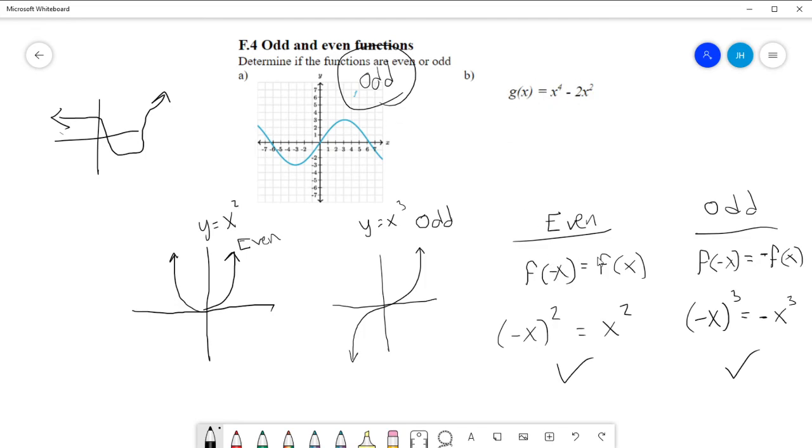So let's try this guy out. When I plug a negative into g of x, what do I get? I get g of negative x equals negative x to the fourth minus 2 times negative x squared. Well, negative x to the power of the fourth, 4 is even, so this becomes a positive value. Minus 2 times negative x squared becomes x squared. And what do you know? This is g of x. So if g of negative x is equal to g of x, this must be an even function.